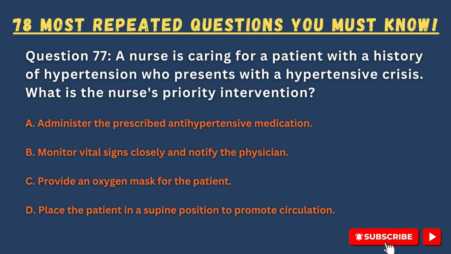A. Administer the prescribed antihypertensive medication. B. Monitor vital signs closely and notify the physician. C. Provide an oxygen mask for the patient. D. Place the patient in a supine position to promote circulation.